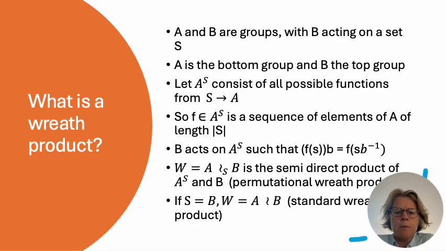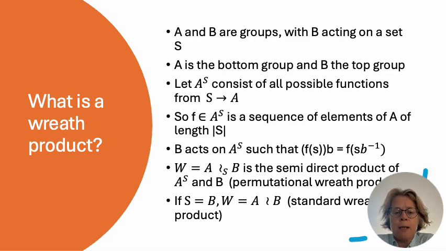So starting with some terminology, A and B are both groups, with B acting on a set S, and we call A the bottom group and B the top group. A^S consists of all of the possible functions from the set S to A. So in effect, the elements of A^S are just a sequence of elements of the group A of length the size of S, which may be infinite.